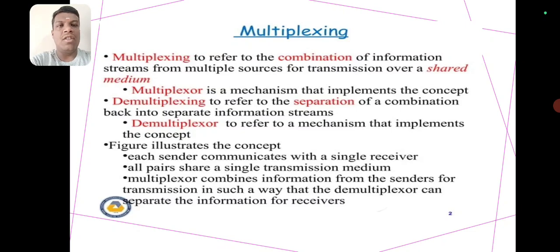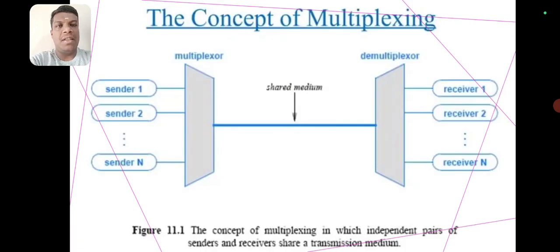Figures illustrate the concept. Each sender communicates with a single receiver. All pairs share a single transmission network. The multiplexer combines information from the senders for transmission in such a way that the demultiplexer can separate the information for the receivers. You can see in the diagram that the senders are sent to the multiplexer and share a single medium, and the demultiplexer gives a number of outputs equal to the number of senders.